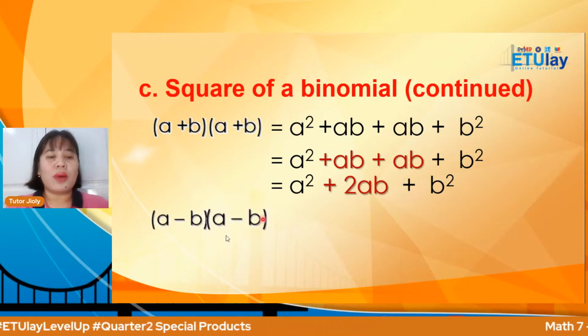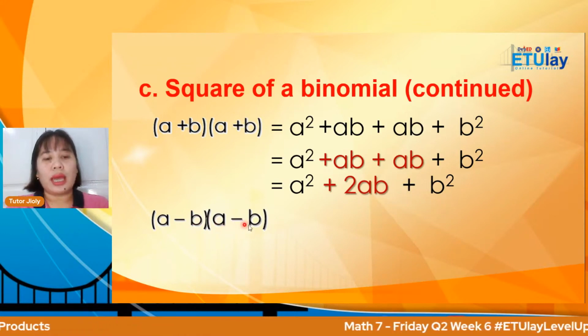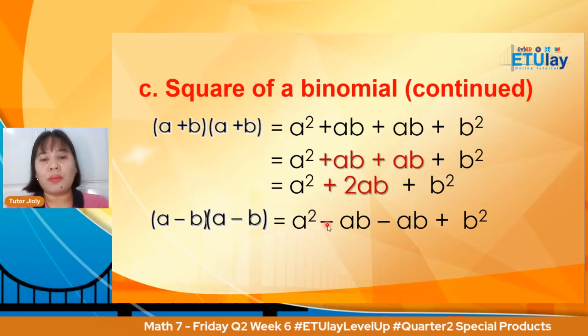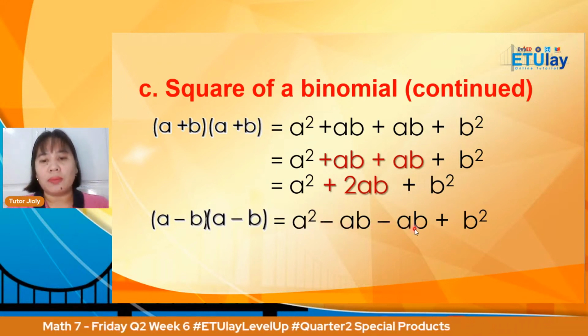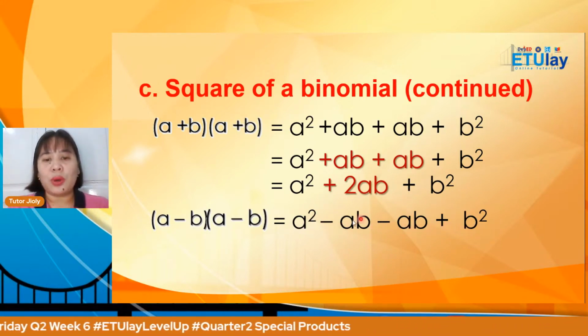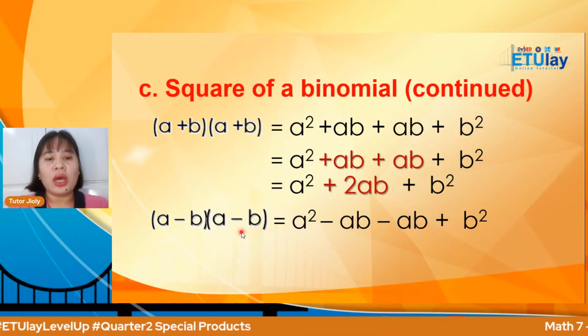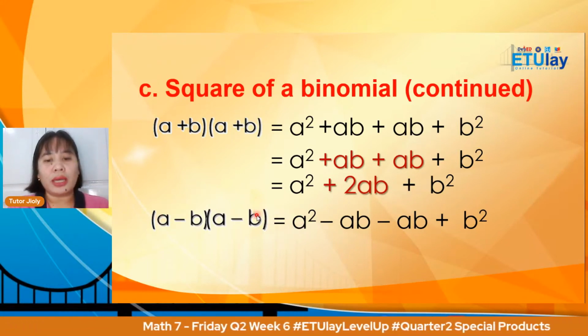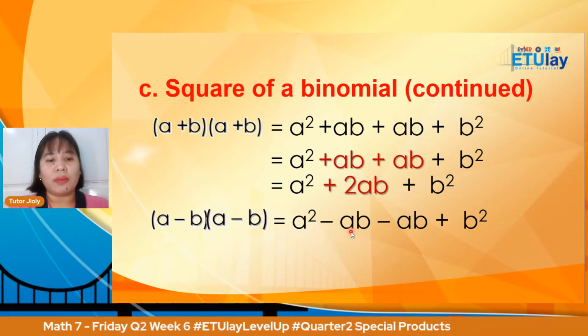Okay, so the next one is quantity A minus B multiplied to quantity A minus B. So we have A raised to 2 minus AB plus B raised to 2. Paano naman nakuha ito? So we have A times A, that is A raised to 2. Then positive A multiplied to negative B, that is negative AB.